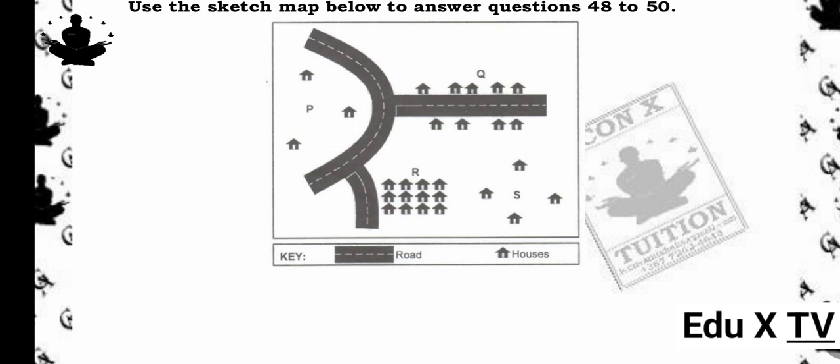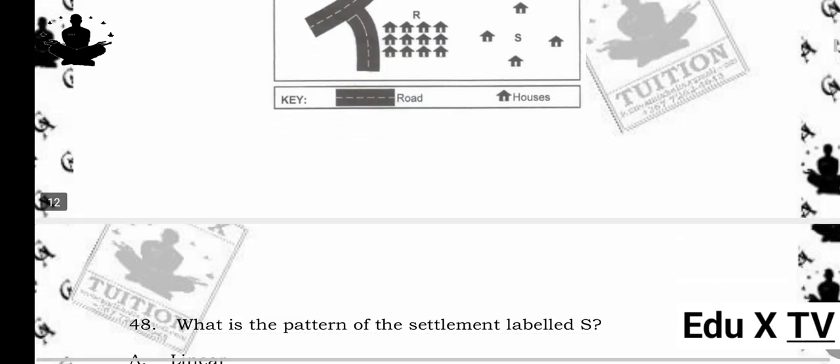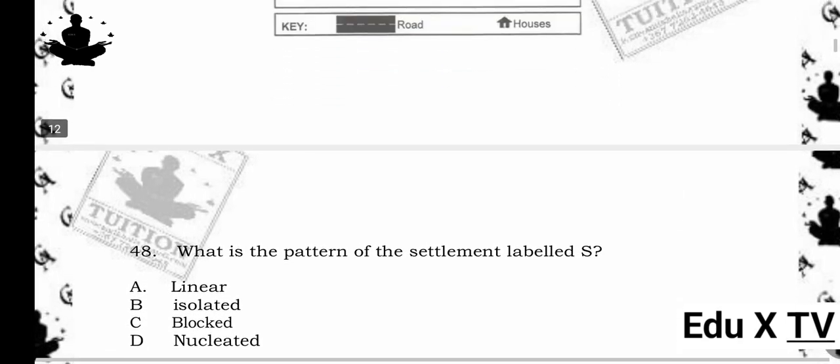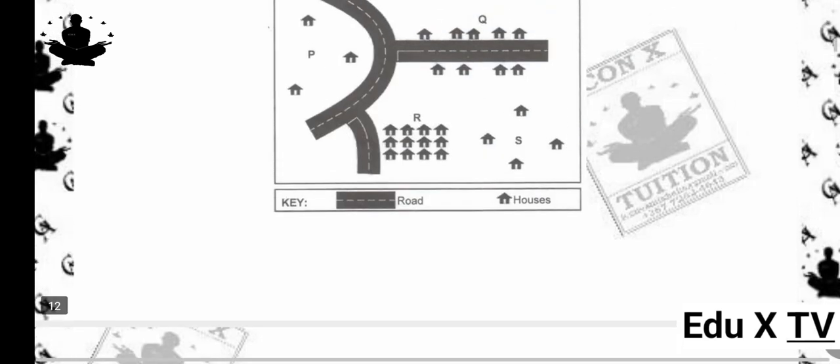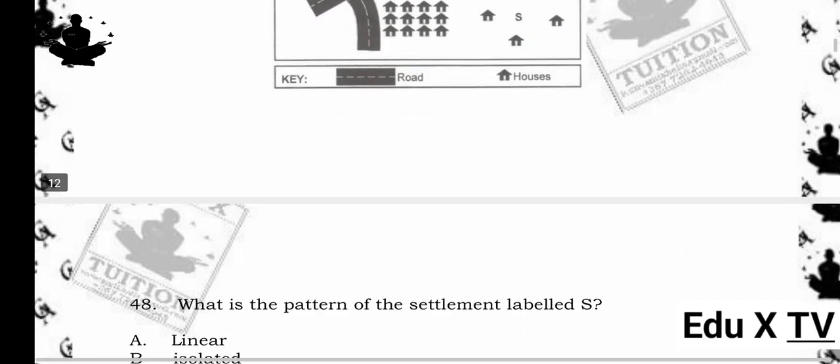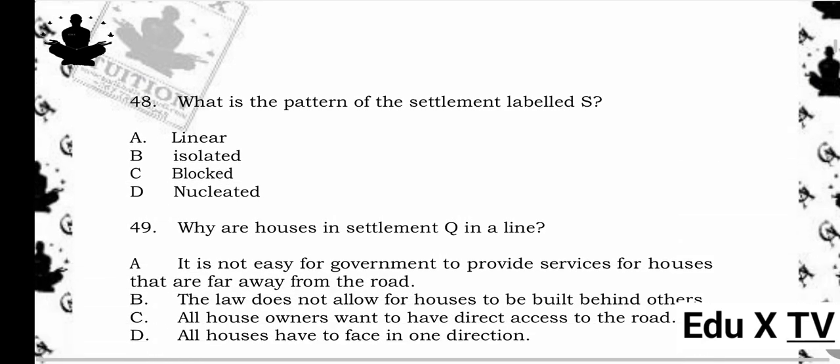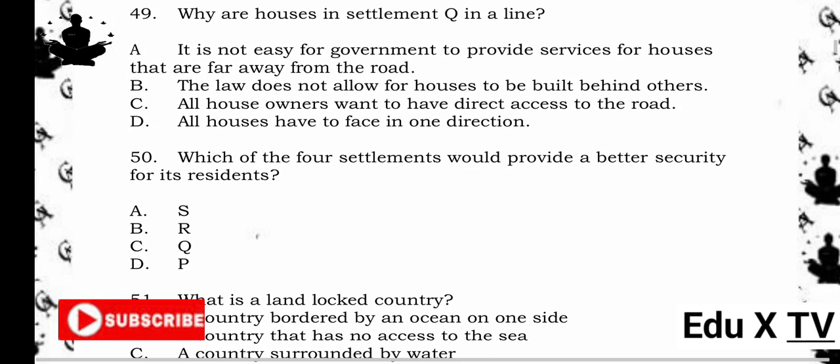Use the sketch map below to answer questions 48 to 50. 48. What is the pattern of the settlement labeled S? A. Linear. B. Isolated. C. Blocked. D. Nucleated. The answer is B. Isolated. Reason being, the houses in S are scattered and far apart from each other, indicating an isolated settlement pattern.